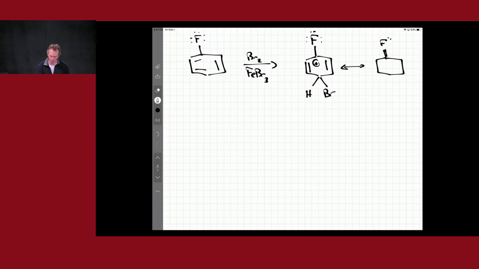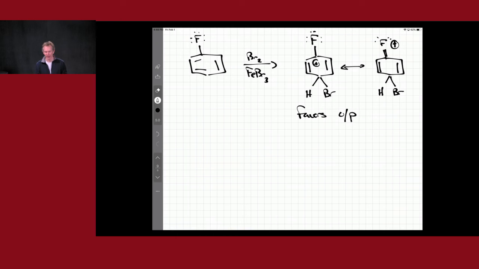And even though this fluorine, to give it a mood, doesn't look particularly happy with that positive charge on it, it does still have an octet, as does the carbon it's attached to. So using this as a rationale, I can say that it should favor putting the bromine either para to that fluorine or ortho to it, because I can get to these filled octet resonance form intermediates. So it favors ortho-para. But it's deactivating.